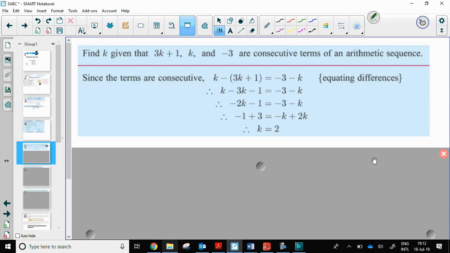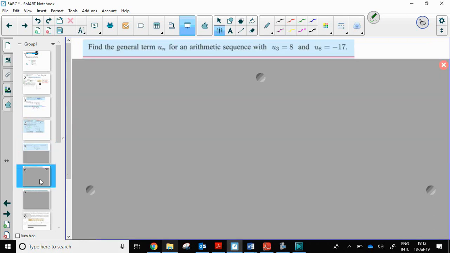Great. Next up. Okay, sometimes we're just told specific terms in the sequence, and we need to figure out the other stuff. So in this case, we're going to figure out what d is first, and then we're going to figure out what u sub 1 is.